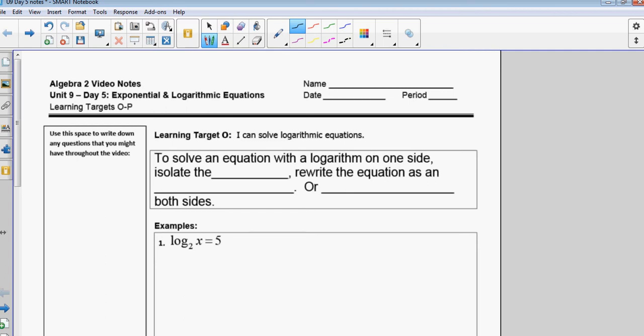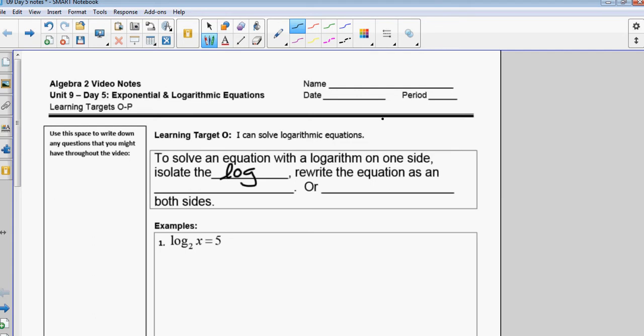Hello Algebra 2, this is day 5 in Unit 9 and we are solving exponential and logarithmic equations. This is our first day of solving. We'll solve again tomorrow. First we'll start by solving logarithmic equations with a log on one side. And the very first thing you want to do is to isolate the logarithm.